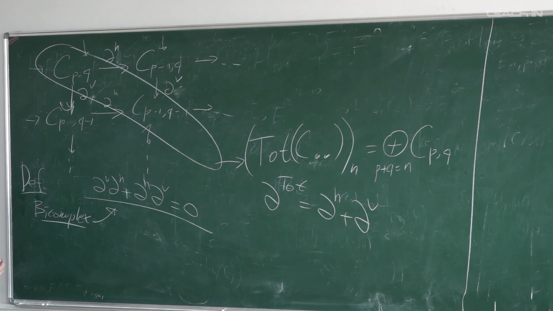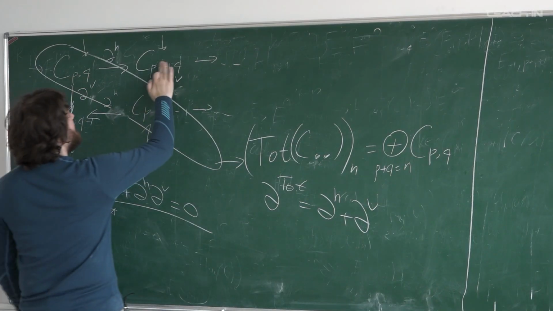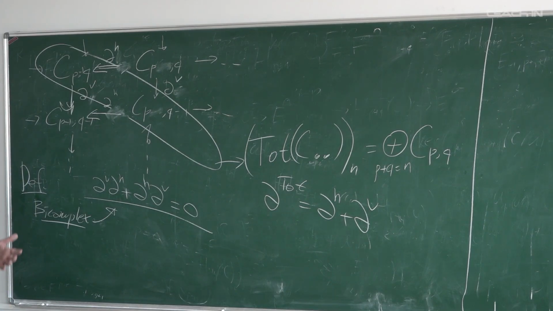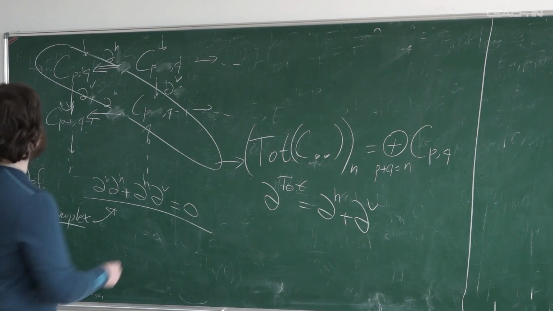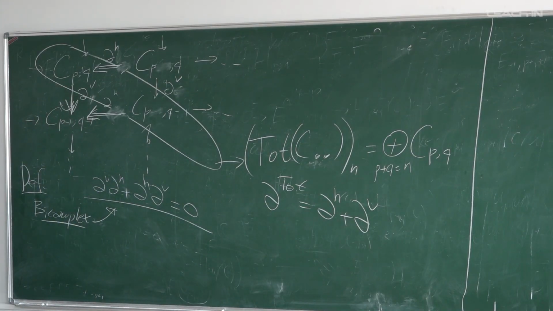One second, something is wrong here. Yes, of course, because my horizontal differential must go from P,Q to P minus 1, Q. Sorry. Both my differentials decrease my gradings. I just decrease one coordinate, the horizontal coordinate. Because they decrease the sum of gradings, they decrease the number of the diagonal.